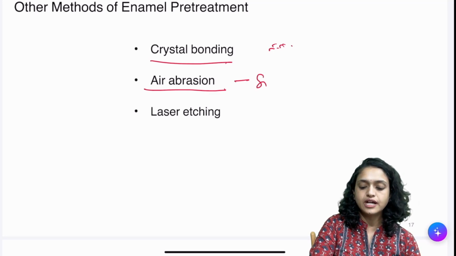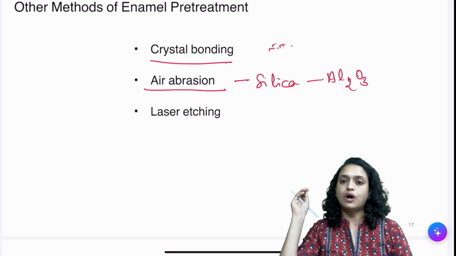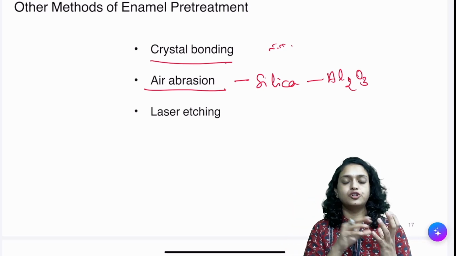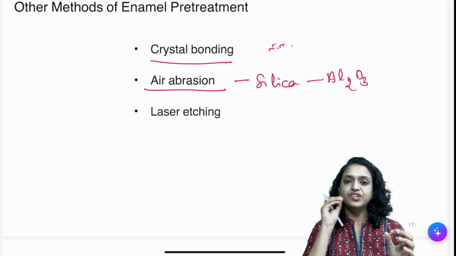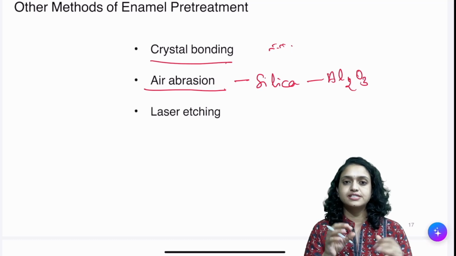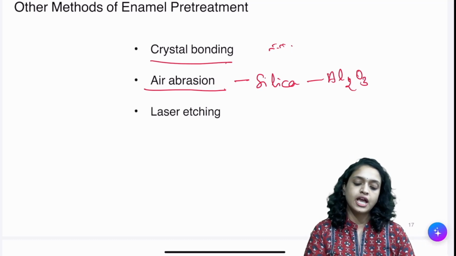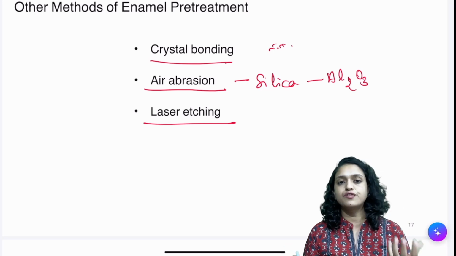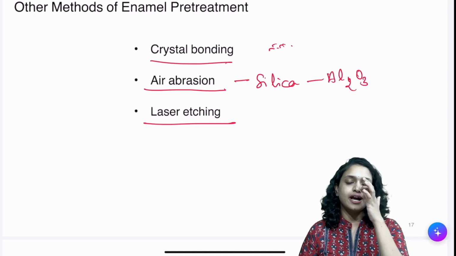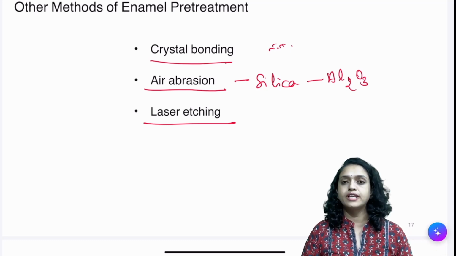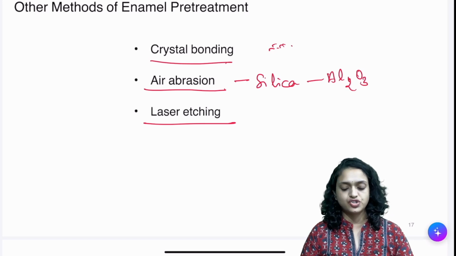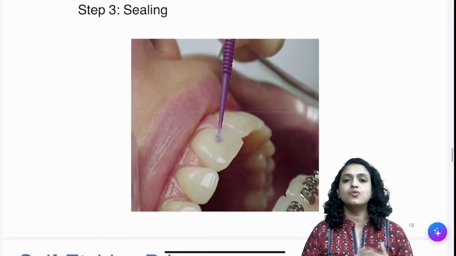You use silica particles, aluminium silica to be exact, Al2O3 particles. You abrade the tooth surface with aluminium silicate particles, which creates the irregularities that are generally created by acid etching. And you can also use laser for etching the tooth surface. So if they ask any other methods of enamel pre-treatment, you could talk about crystal bonding, air abrasion, and laser etching. So what is the next step?